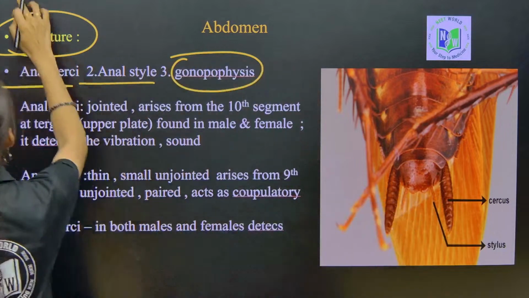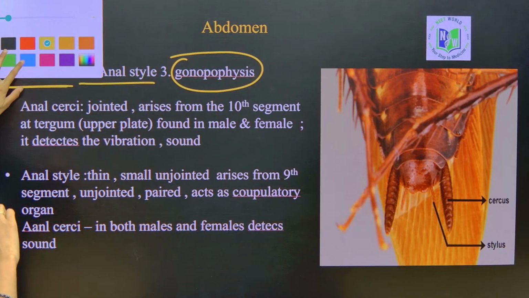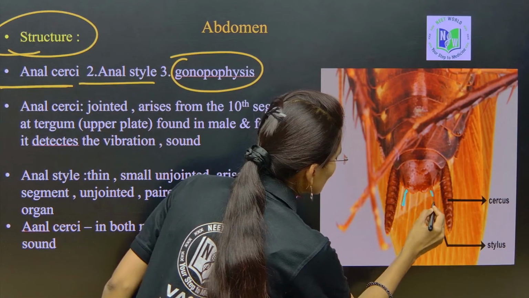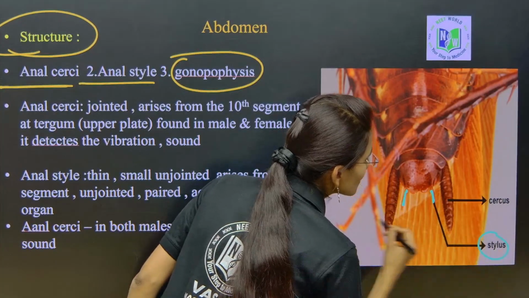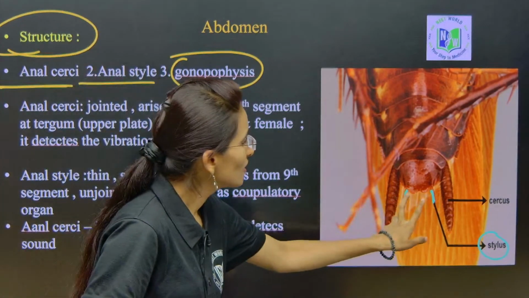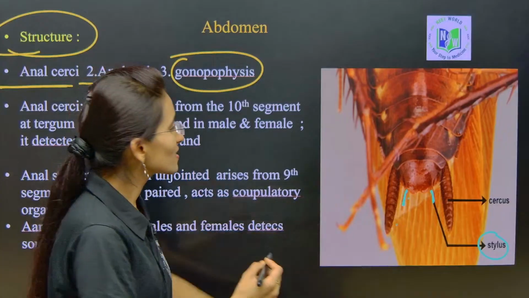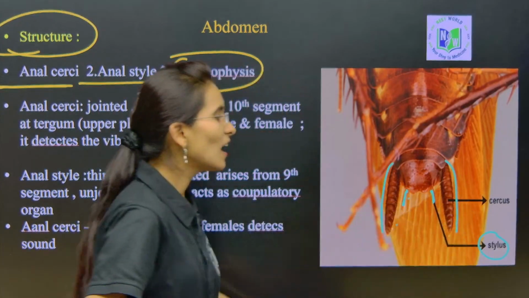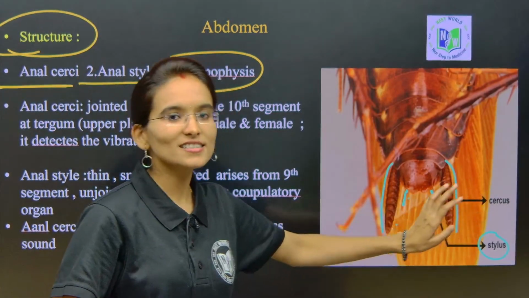Yes, let me make it clear to you here. Yes students, just look here, can you see? These are the anal styles. And next one, when it comes to the anal cerci, look into this whatever I am drawing here, students. So this is the anal cerci. So let's study about it now.